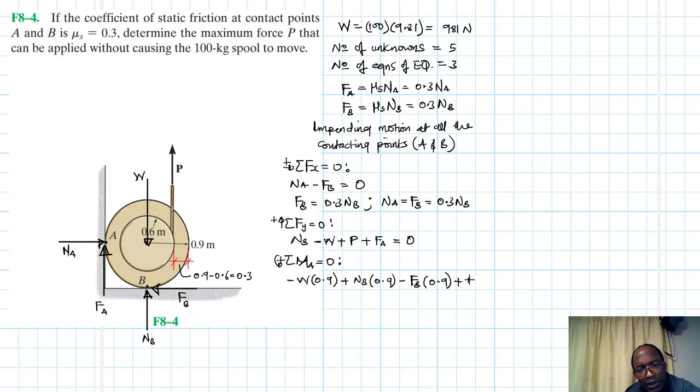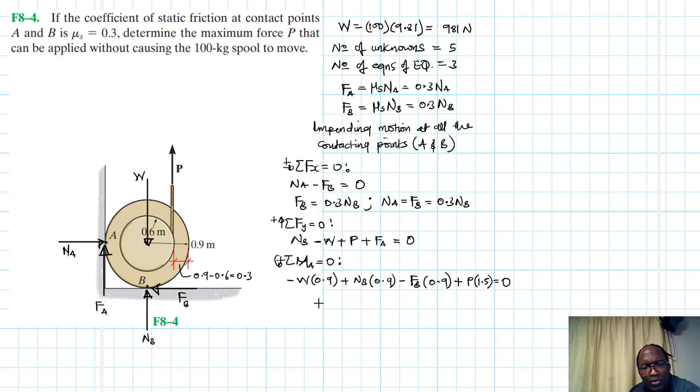plus P up to there. Of course, from here to there that's 1.2, and then 1.2 plus 0.3 is 1.5. So this is 1.5, equal to 0. Alright, so we found what NA is, which is equal to FB, and we know what FB is.